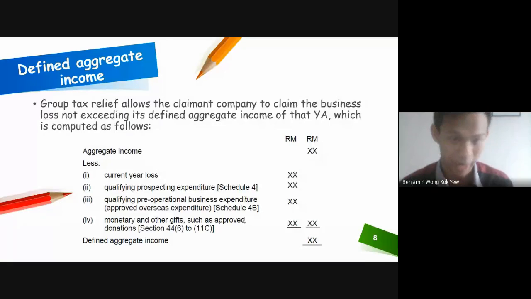Define aggregate income. Group tax relief allows the claimant company to claim business loss not exceeding the defined aggregate income of that year of assessment, which is computed as follows. You can see the formula there, and it is in the book as well. So the business loss cannot be claimed more than the value given in the defined aggregate income. Now I'll pass to the next presenter. Thank you.